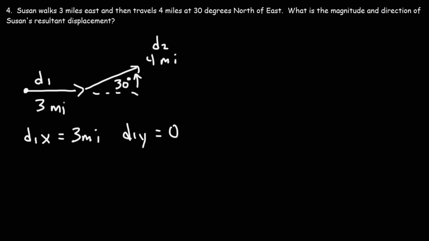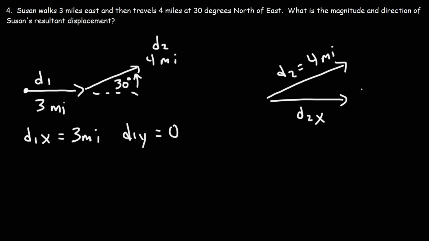Now let's do the same thing for D2. We need to break it up into its x and y components. So this is D2. It has a magnitude of 4 miles. It has an x component, we'll call it D2x, and it has a y component, D2y. Now the angle here is 30 degrees.